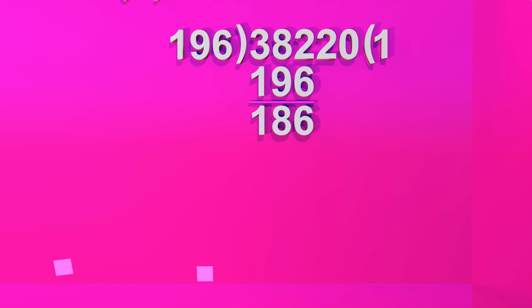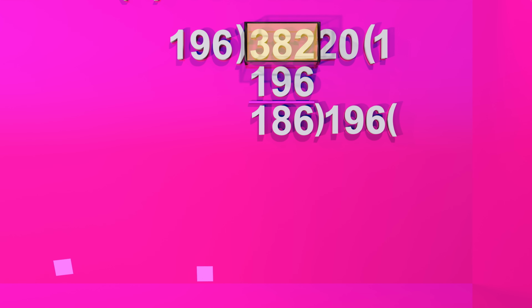Now we will divide 196 by 186, which is divisible by it in only one time. Wait a second, is everything alright? What do you think? I think we are making some mistake. Let's see how. So we have divided 382, but still we have 2 digits left undivided, which is 2 and 0. We did a big mistake right now and you didn't even notice it.